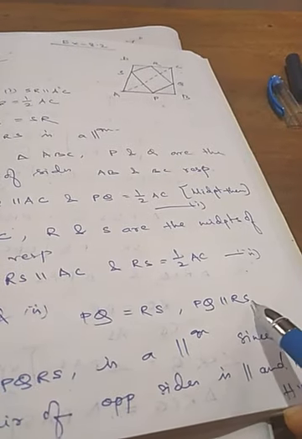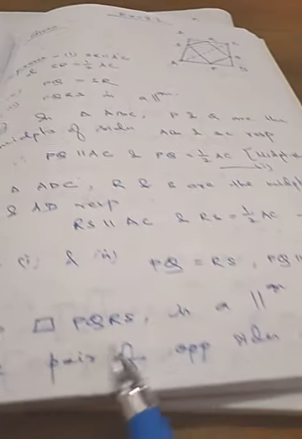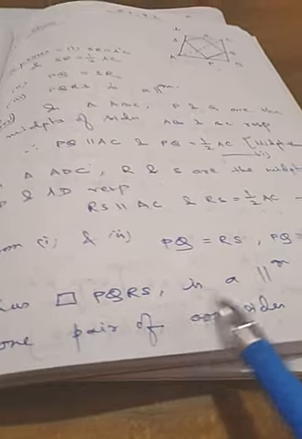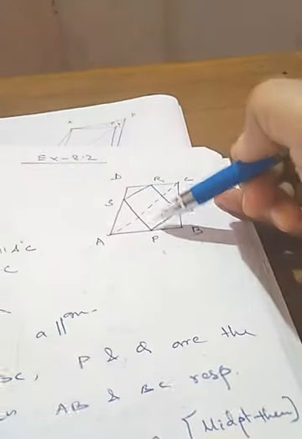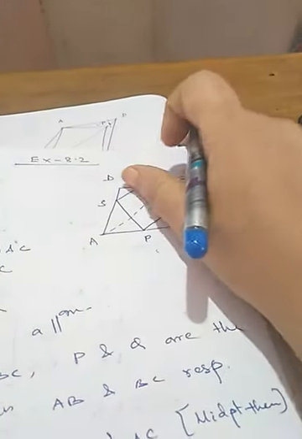So from these two we can write that from 1 and 2, PQ equals RS and PQ is parallel to RS, because AC is common for both. So since another theorem is also there, thus PQRS is a parallelogram. Since you know a pair of opposite sides is parallel as well as equal, that quadrilateral is called a parallelogram.